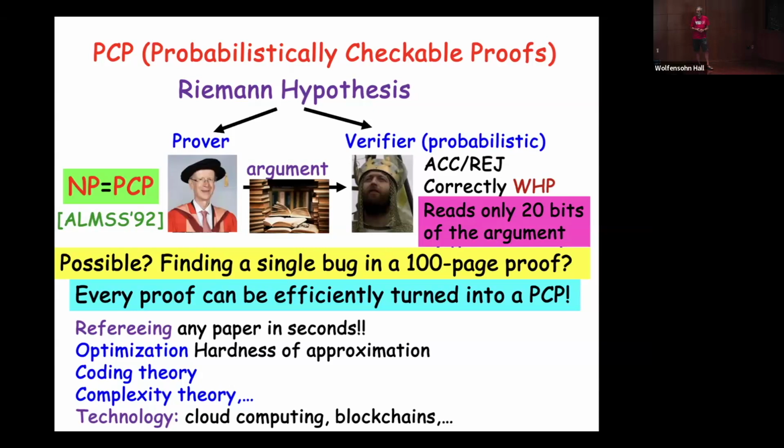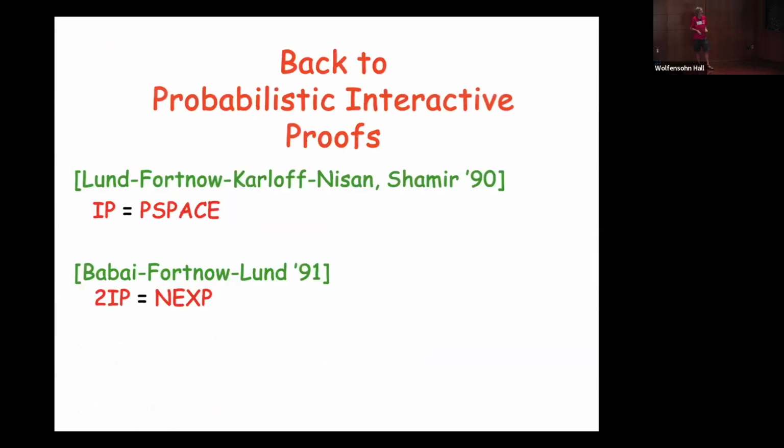Okay, more questions. Okay, let me go to my last part of the lecture, which is about quantum proof systems. So we have this characterization, these wonderful results. We understand probabilistic proof systems. And now we are going to go to quantum proof systems.